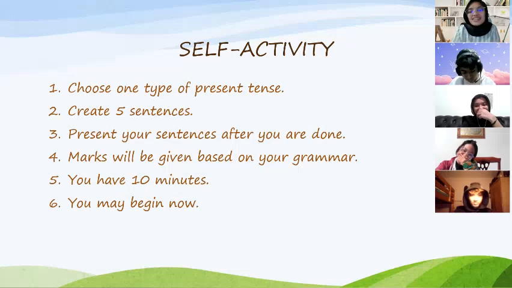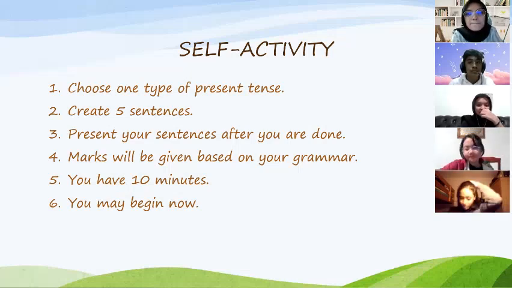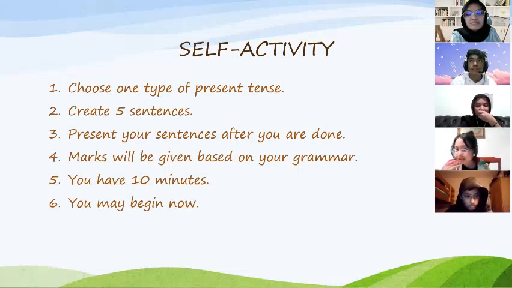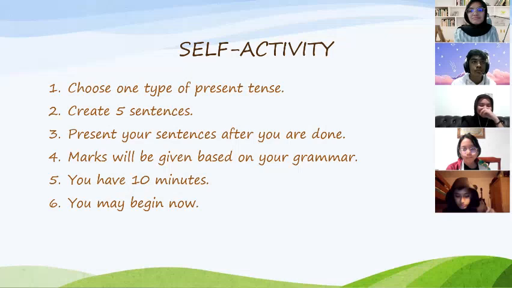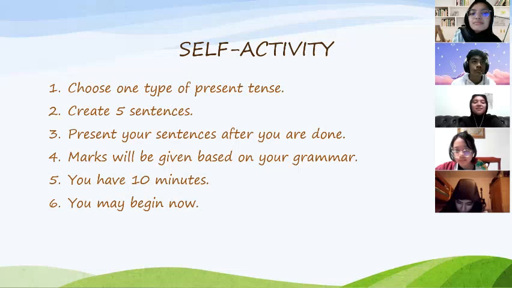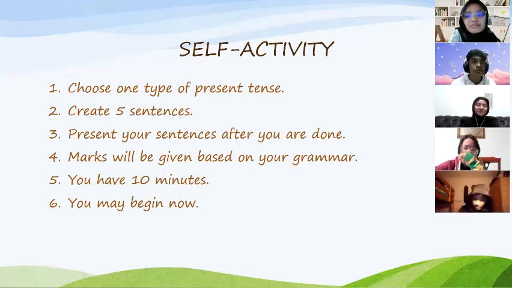So the last one but not least, Felina, tell me which tense you chose, and just 3 sentences is enough. I choose simple present tense. First one, he loves to play basketball. Then he goes to school. Number 3, they sleep in the afternoon. Number 4, he gets up early every day. Number 5, I like geography and science.